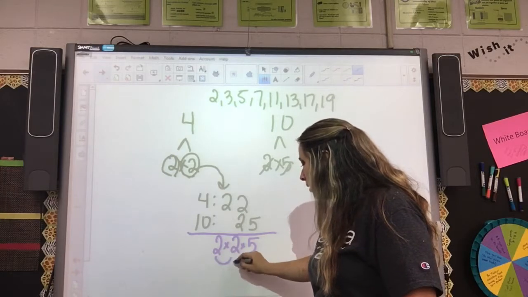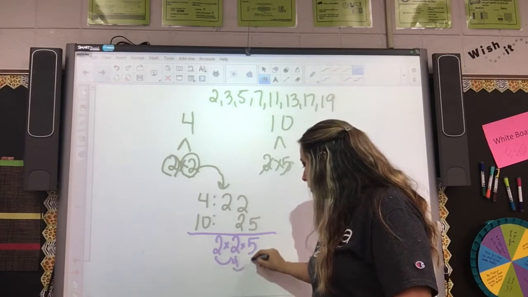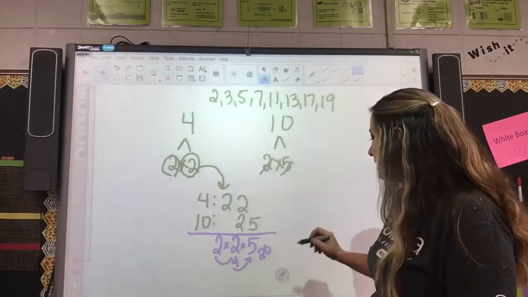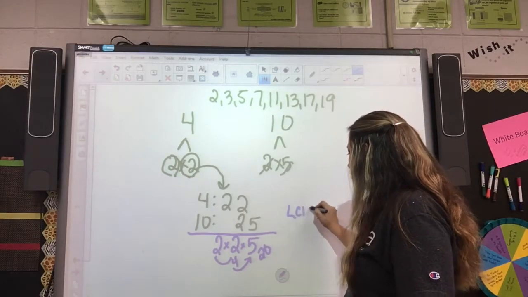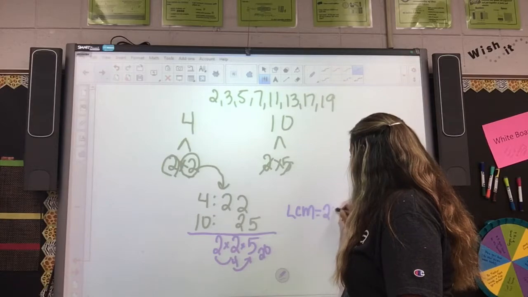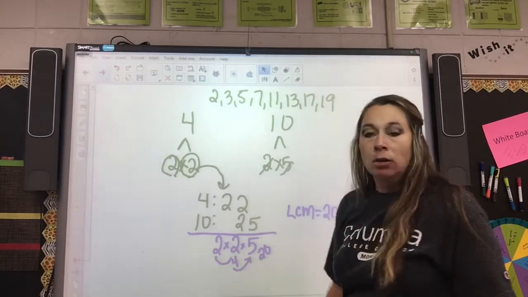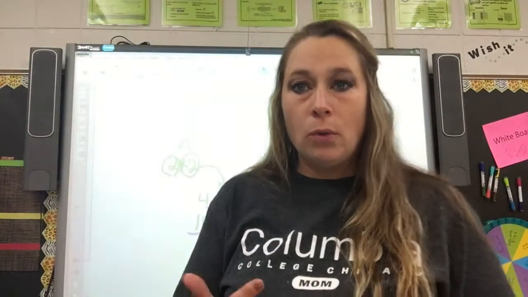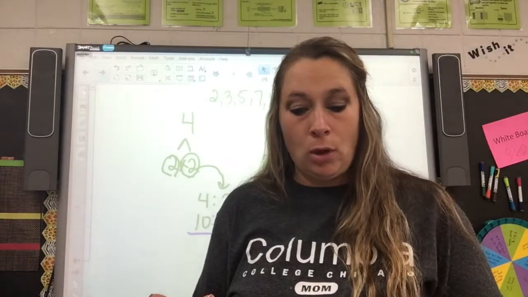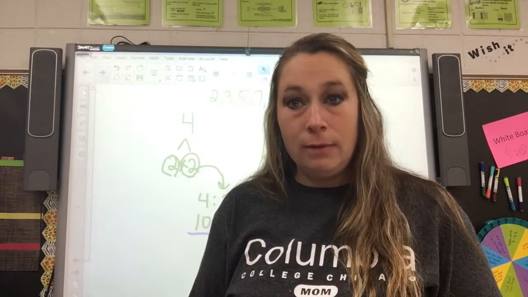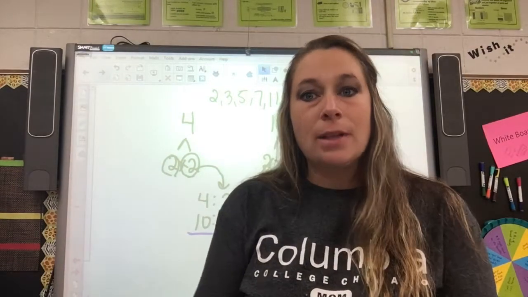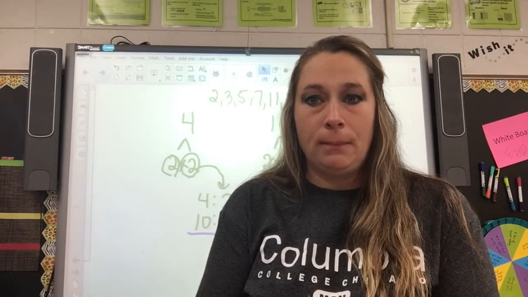2 times 2 is 4. 4 times 5 is 20. So the least common multiple is 20. And you can think about that. If you count by tens, 10, 20, okay? So let's see if 4, 8, 12, 16, 20. So there you go, it matches up. That's the first time they're going to run into each other, is at 20.